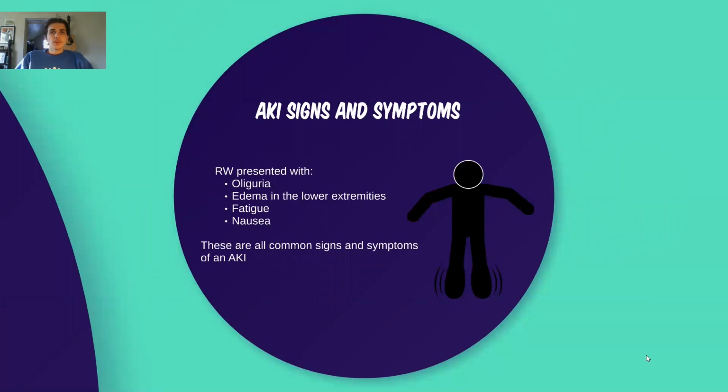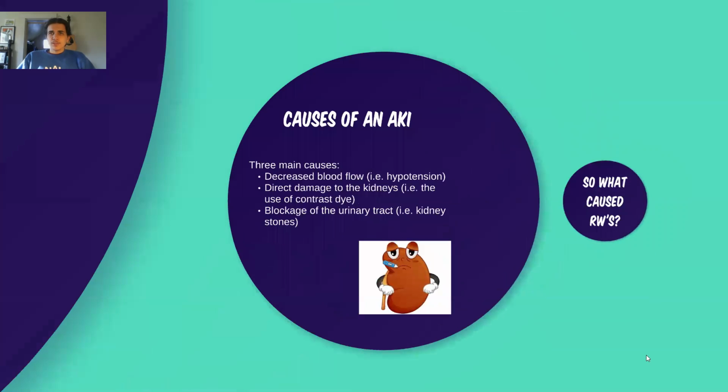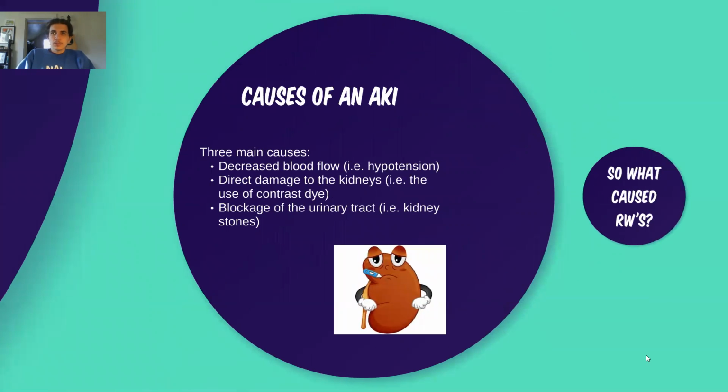Okay, so some signs and symptoms of this. RW presented with these as well. So these are the major signs and symptoms. So oliguria, edema in the lower extremities. That would be a buildup of fluid, right? Fatigue, nausea. So these are all some common signs and symptoms of the AKI. So causes, 3 main causes: decreased blood flow, i.e. hypotension, direct damage to the kidney, so the use of contrast dye, and blockage of the urinary tract, kidney stones.